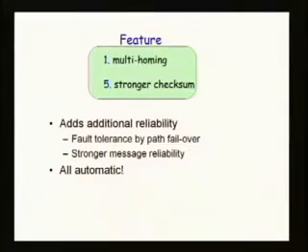The last two, multi-homing and stronger checksum, again basically come for free because these are implemented in the transport protocol. Multi-homing just adds additional reliability, right? That means if a path goes down, it's going to reconfigure, flip over to a backup path, and continue. You're not going to see the difference.